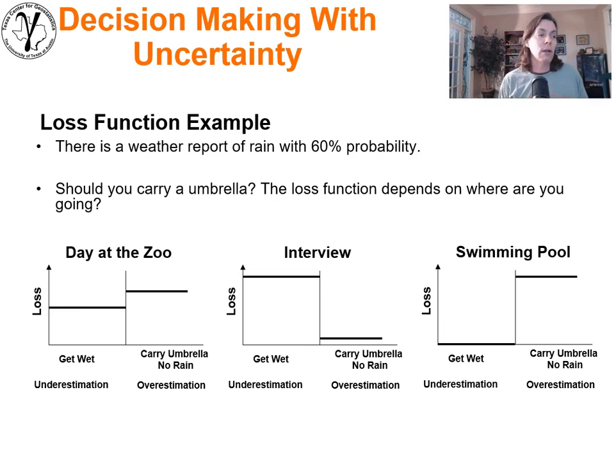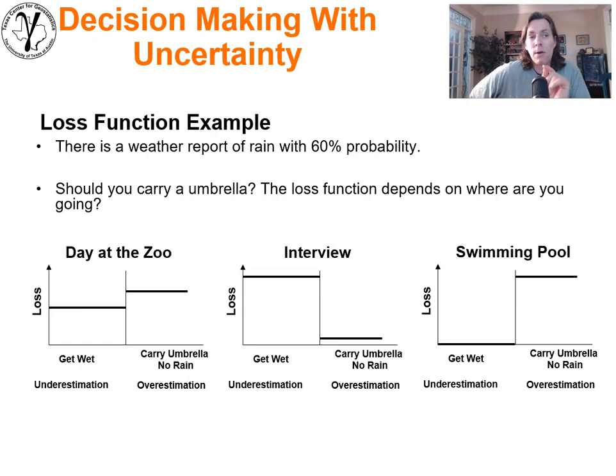Imagine you're going out and the weather report suggests that there's a 60% probability of rain. Now, the question you have, the decision you have to make is discrete. Do you carry an umbrella? You can't half carry an umbrella. You can't 60% carry an umbrella. You have to either carry an umbrella or not.